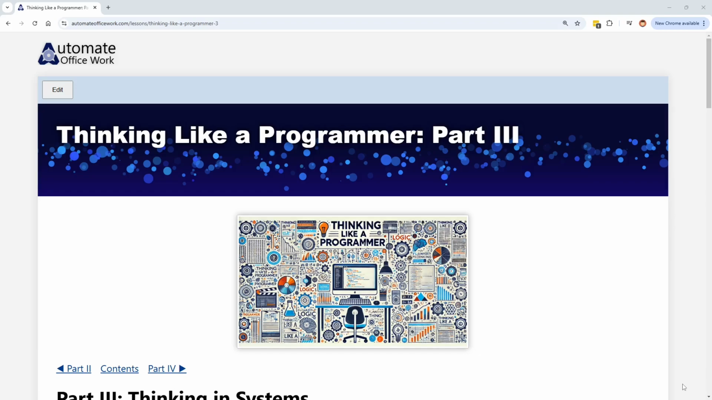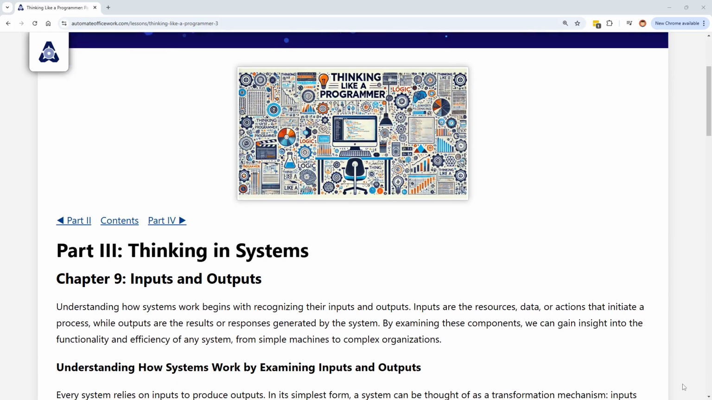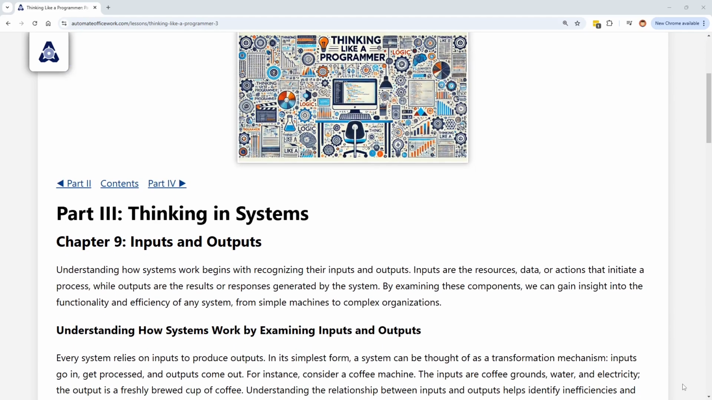Thinking Like a Programmer, Part 3, Thinking in Systems. Chapter 9, Inputs and Outputs. Understanding how systems work begins with recognizing their inputs and outputs.